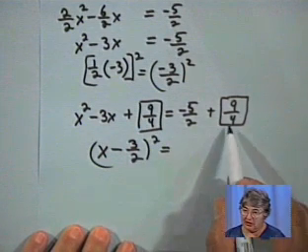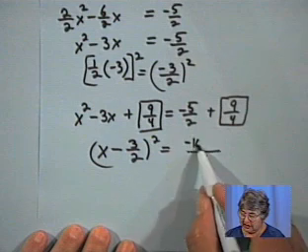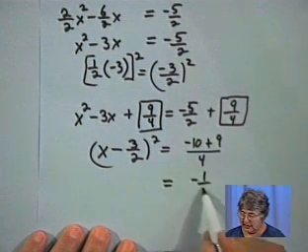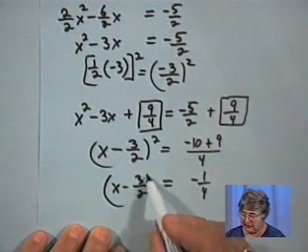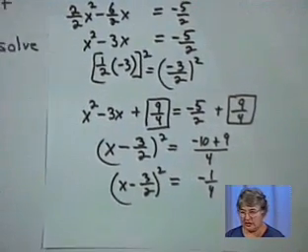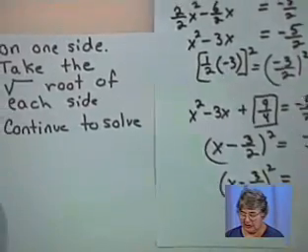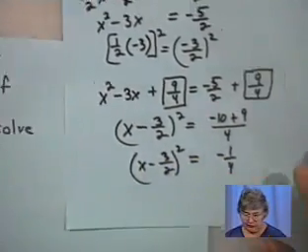Now, let's simplify the right-hand side, and so we're going to have minus 10/4 plus 9/4. The right-hand side equals a negative 1/4. The left-hand side is x minus 3/2, the quantity squared. So now we've been able to write this as a perfect square. So there's one more thing we need to do, and that is to take the square root of each side and continue to solve. Let's do that.